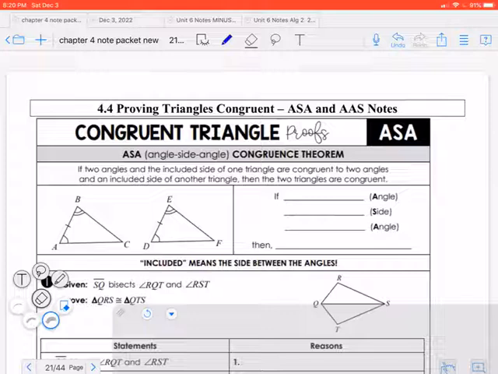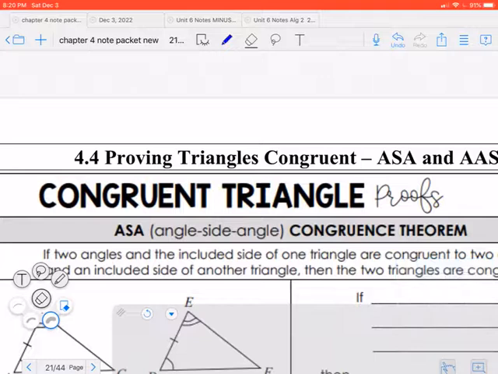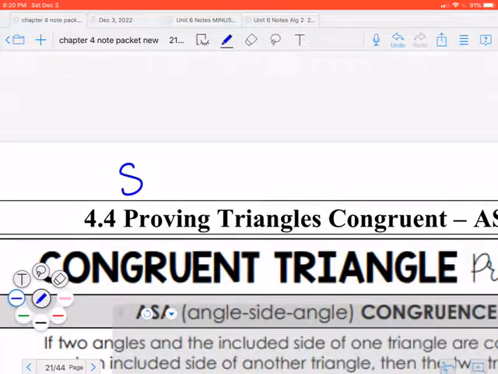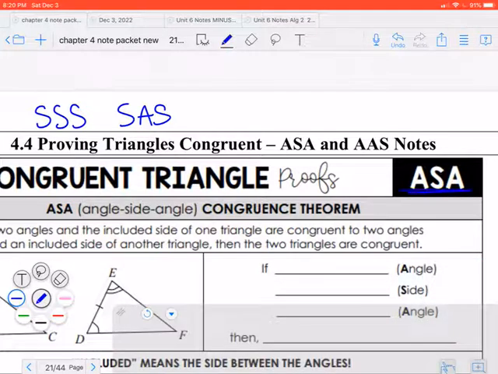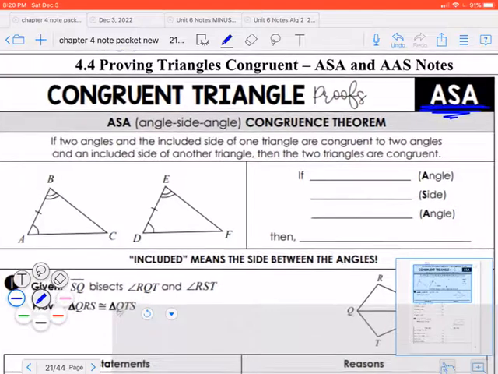Previously, in this chapter, you guys were working on proving two triangles congruent, and there were two ways that we could do it. One was through side, side, side, SSS. And the second one was side, angle, side. And today we're introducing two more. The first one being angle, side, angle. So we're going to begin with the theorem here.